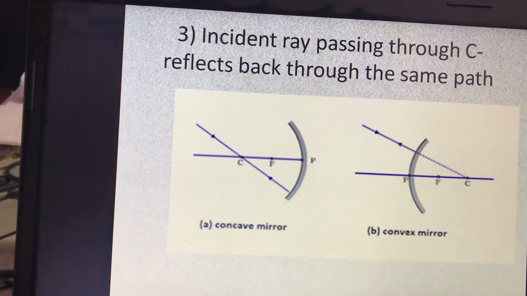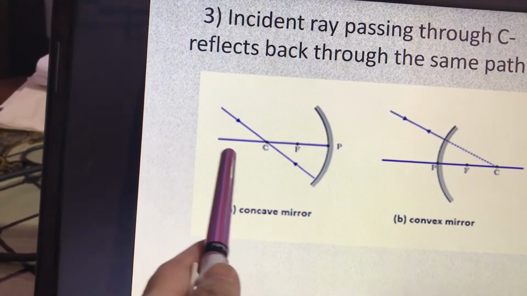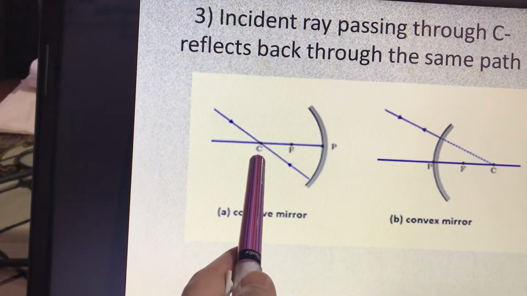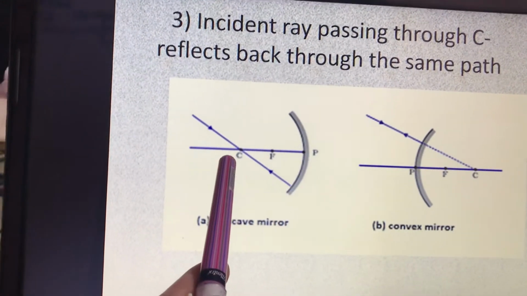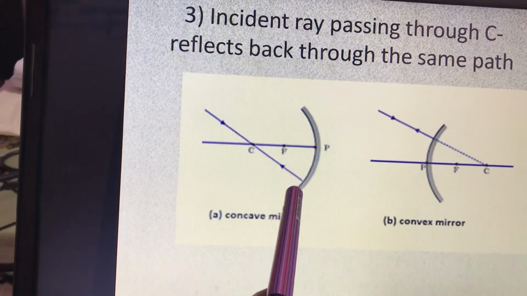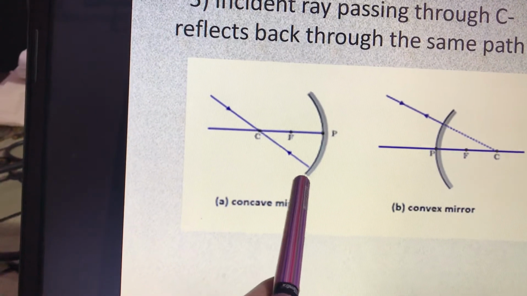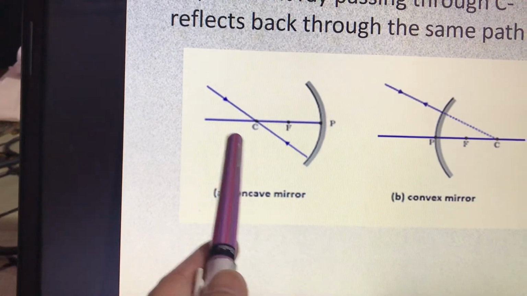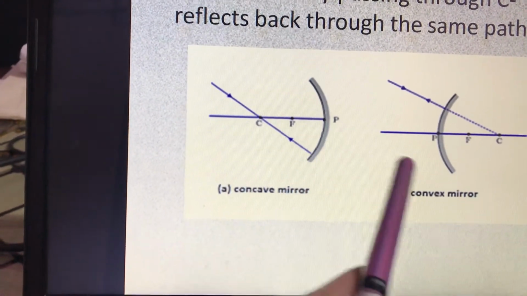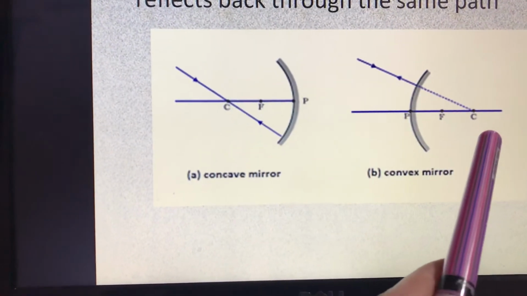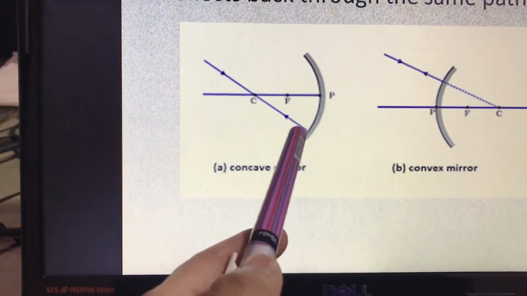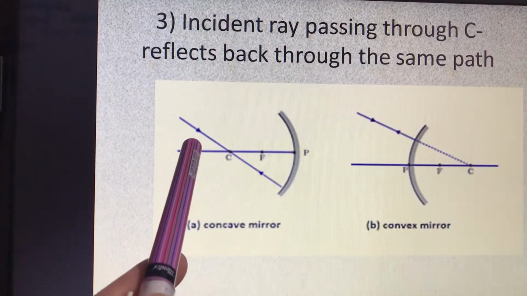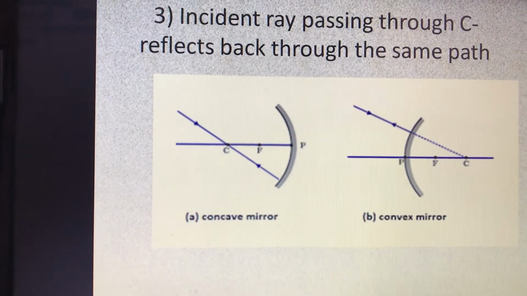The next, incident ray passing through the center of curvature. All of you remember this point. Incident ray passing through the center of curvature reflects back through the same path. Gets reflected through the same path. Okay, it is reflected back, means only one ray you have to draw. This is the same direction of incident ray as well as the reflected ray.